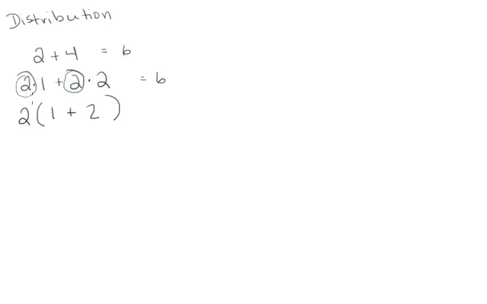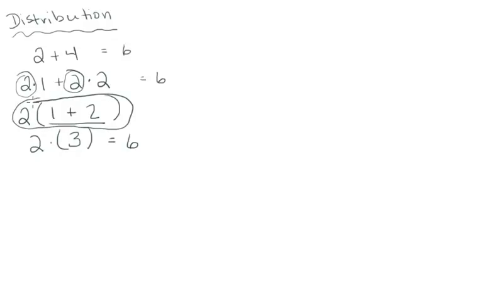It's common, right? So I'm multiplying 2 times both 1 and 2. Now let's see if this is equivalent. 1 plus 2 is 3. 2 times 3 is 6. So when we think about distribution, it's another way of rewriting an expression. And mathematicians do it because this is sometimes easier to write than this longer expression.